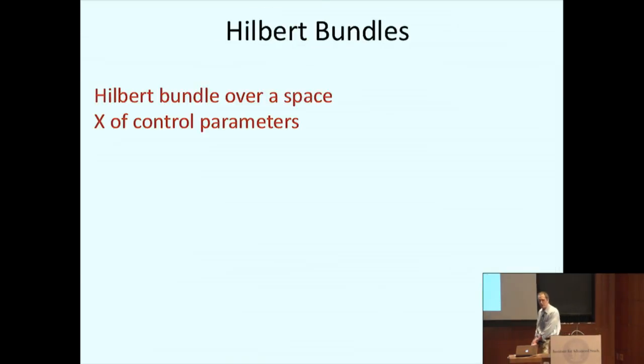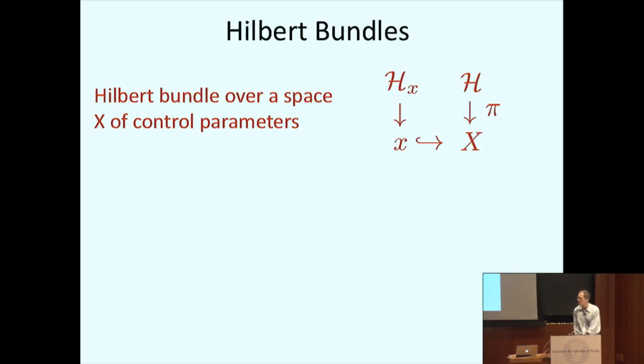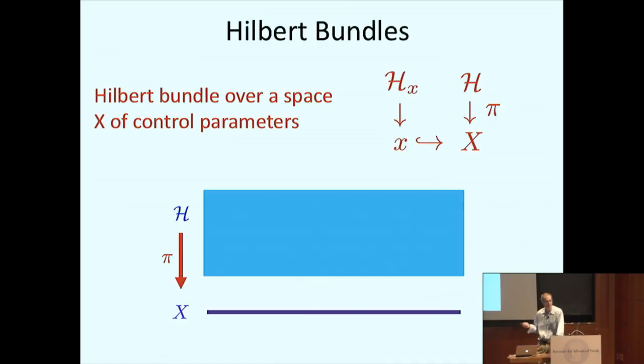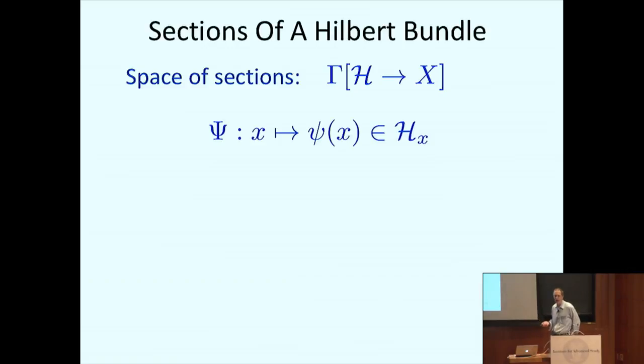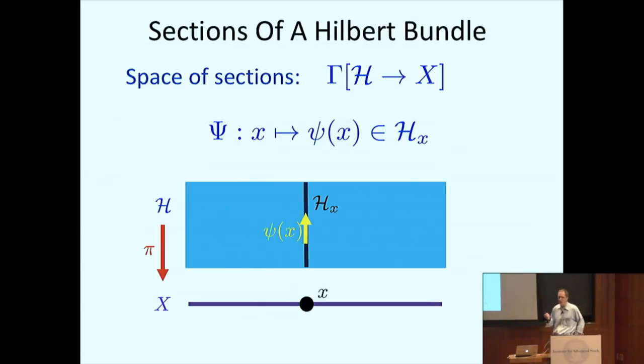Now, in Berry theory, we start with Hilbert bundles, namely a space H with a projection pi to control parameters, and then over any particular control parameter, little x, we have a Hilbert space. So the picture is you have this total space, and the fiber over a particular control parameter, little x, is a Hilbert space, H sub little x. Now, the space of sections is denoted by gamma, and a section, capital psi, is a continuous assignment of a vector, little psi of x in H of x, continuously associated to the control parameter, little x. So in our picture here, we assign a vector in the Hilbert space for every little x.